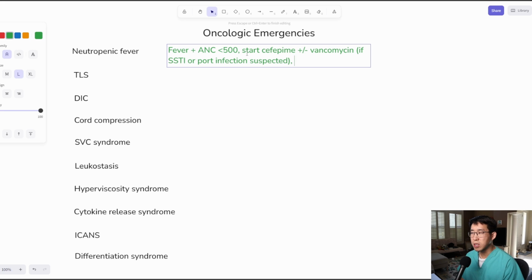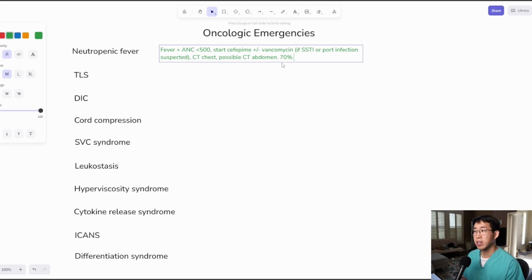So in low risk patients, they do recommend a chest x-ray, but in higher risk patients, which is going to be a lot of these patients, you're going to be getting a CT chest. And also you want to get blood cultures, urine cultures, your typical infectious workup. And if they have abdominal pain, you also want to get a CT abdomen to look for typhlitis. 70% of these patients are never going to be found to have an infectious source.